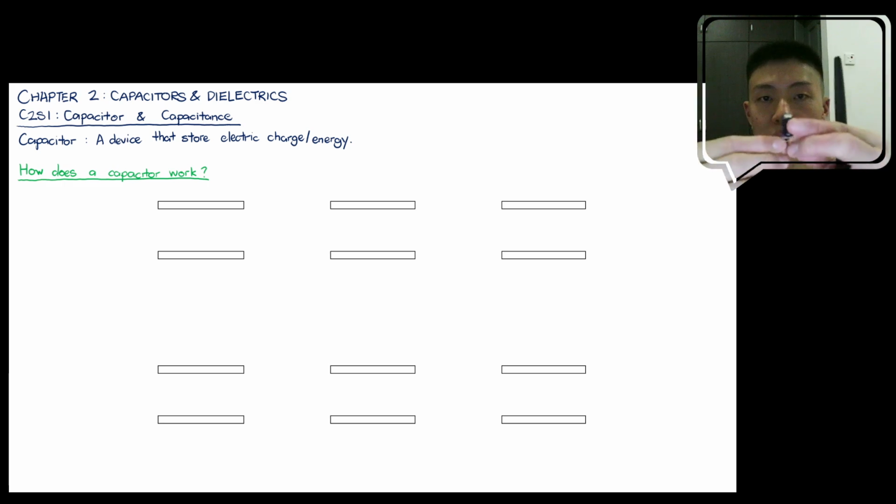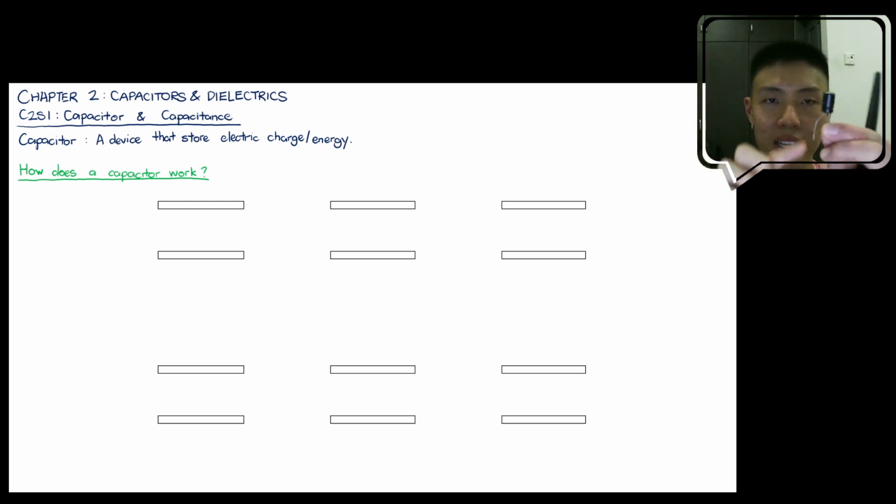Okay, so a capacitor looks something like this. You can see that it has a bulb here, then it has a unit over here, then it has two legs. One leg will be the positive leg, one leg will be the negative leg. There are certain capacitors that don't have positive negative polarity, and there are certain capacitors that have polarity. In this case, this one here has polarity.